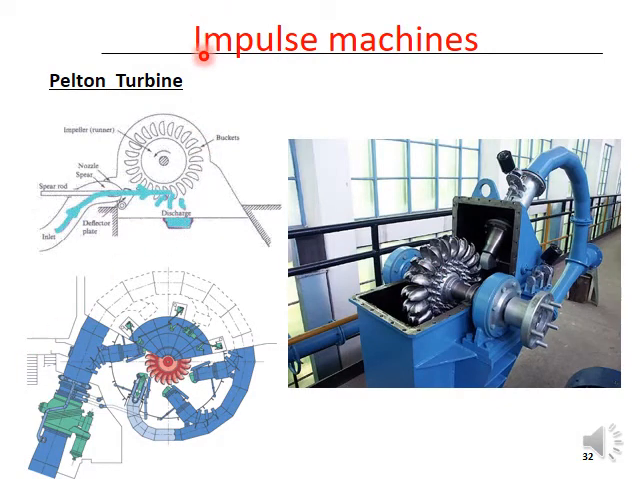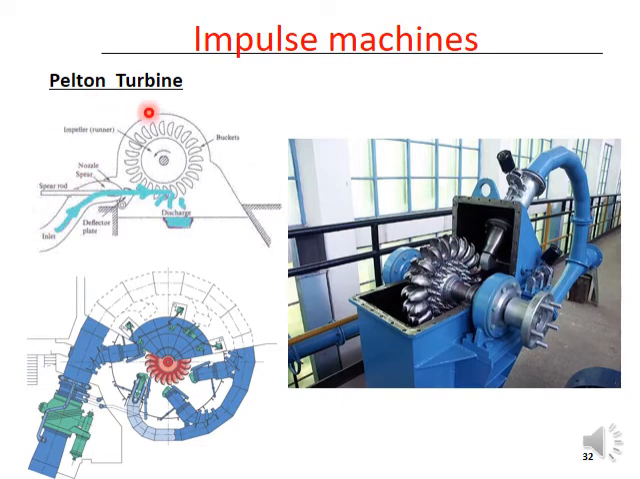Okay, what you can see here is an impulse type machine, the Pelton wheel turbine. Now you can see the impeller of the Pelton wheel turbine here, and there are nozzles. Water flows through the nozzle, and the jet created by the nozzle impinges on these buckets.